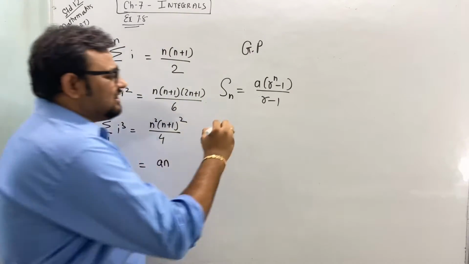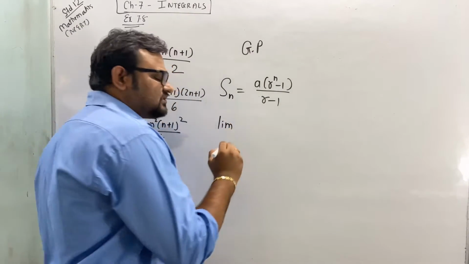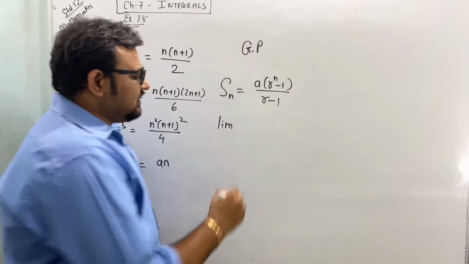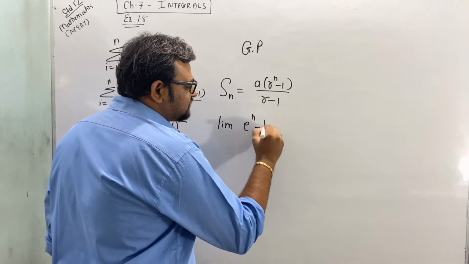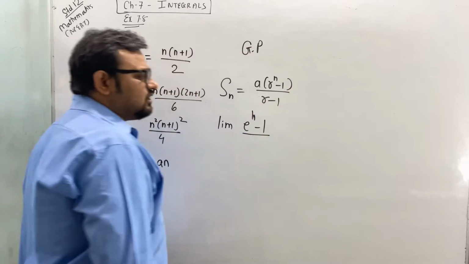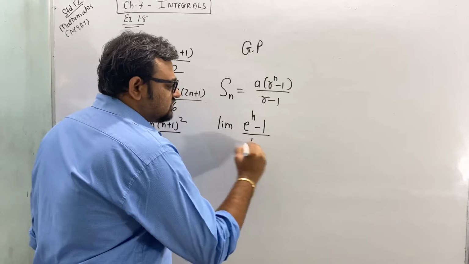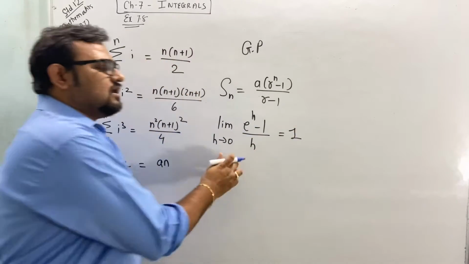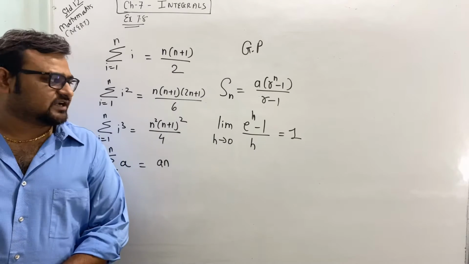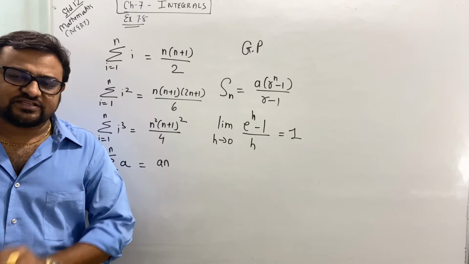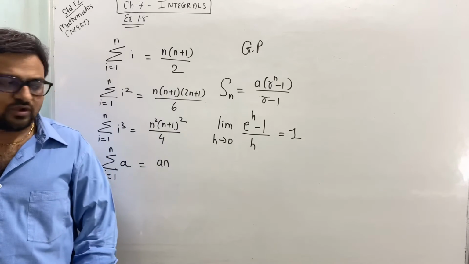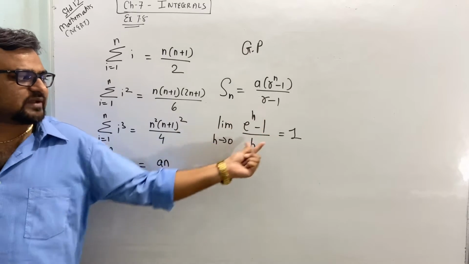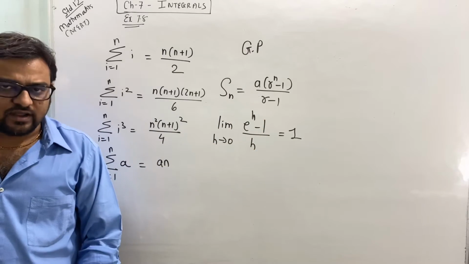Now, limit. There will be some sums based on the exponential function. Limit of (e raised to h minus 1) upon h, as h tends to 0, will be equal to 1. This is also a formula that you have studied in standard 11 in the chapter limit and derivative. Right?